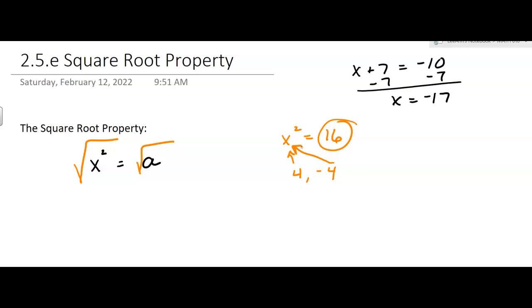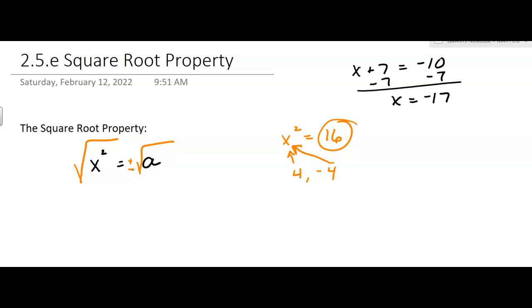If I square negative 4, I get 16. So when I take the square root of both sides, I have to put in a plus or minus. It's called the plus or minus symbol. I have to say it could be positive or it could be negative. You only do that when you're taking the square root of both sides. The square root wasn't there to begin with; I put the square root on.